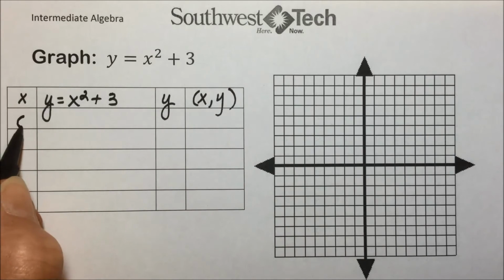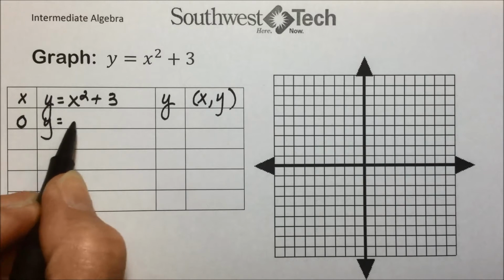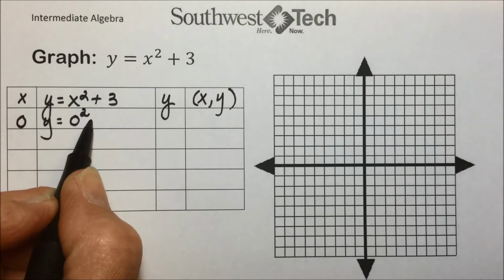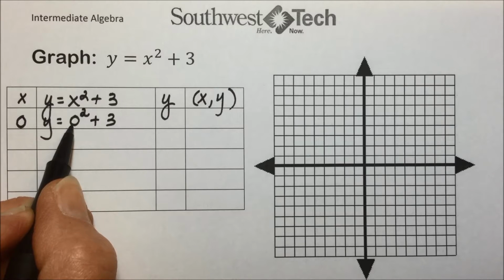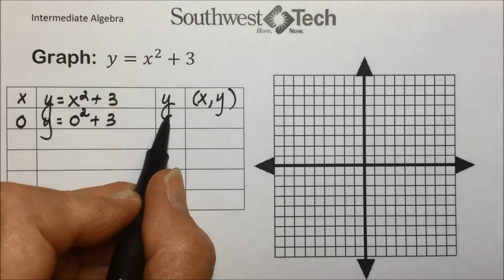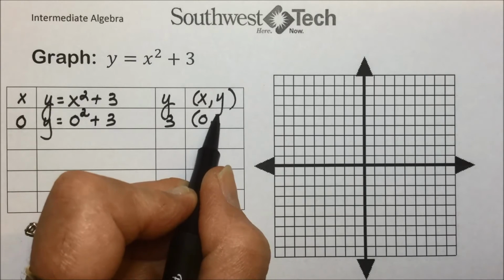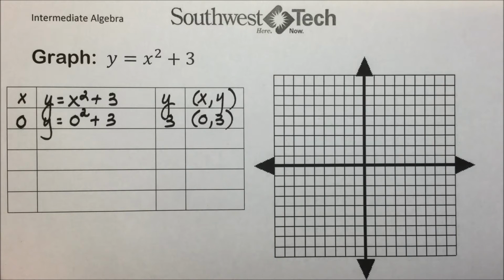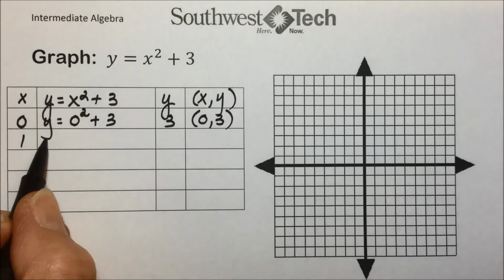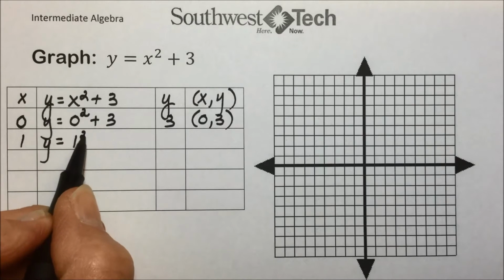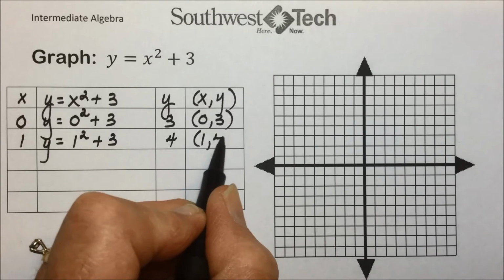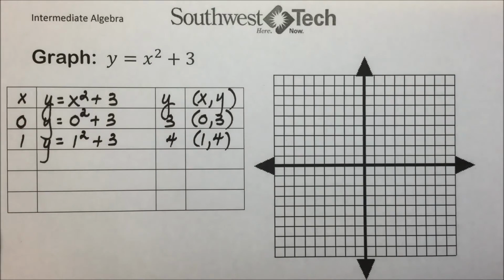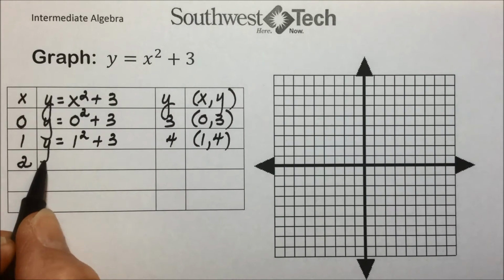So a good place to start is 0. To find what y is, we'll replace x with the value chosen, which is 0. Following order of operations, we'll square or take the exponent first. 0 squared is 0 plus 3 is 3. And summarizing that, here is one of our solutions, the ordered pair 0, 3. Let's let x equal 1. 1 squared is 1 plus 3 is 4. So we have the point 1, 4 as a solution that makes this equation true.